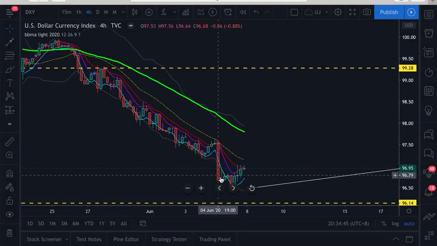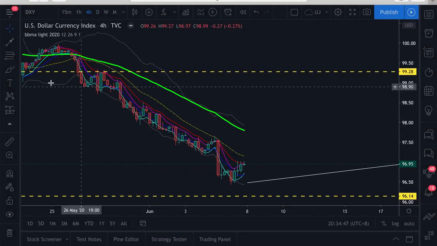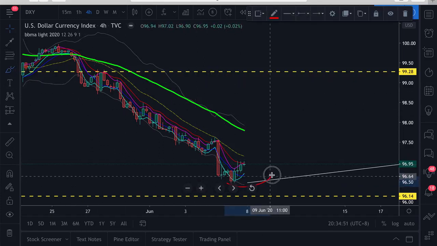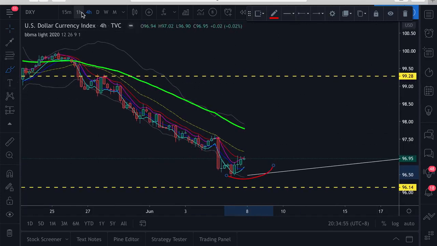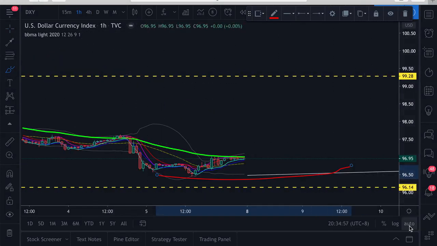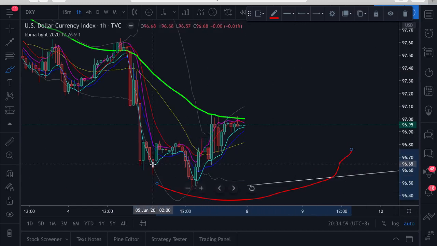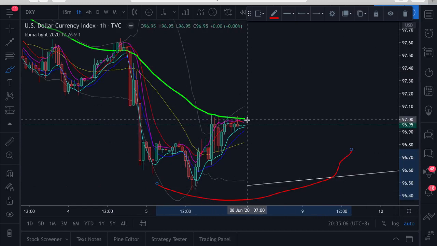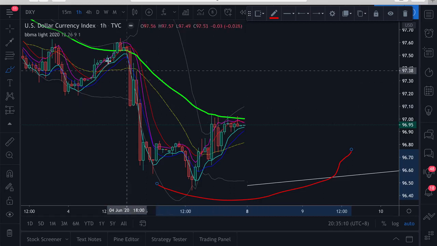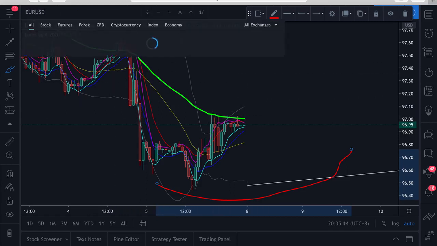On H4, we can see it's making an MHV over here, like so. And in H1 you want to see this candle close again at the top BB and above the EMA 50. If that happens, DXY will continue to be strong. Okay. Next pair, we want to look at EURUSD.